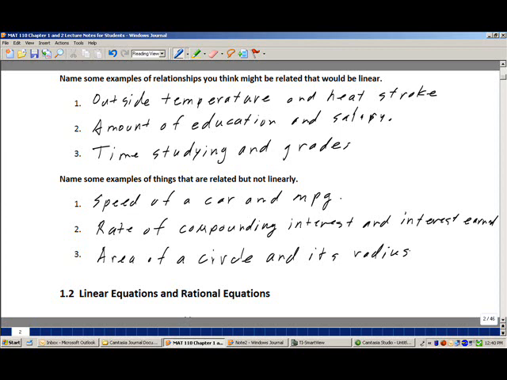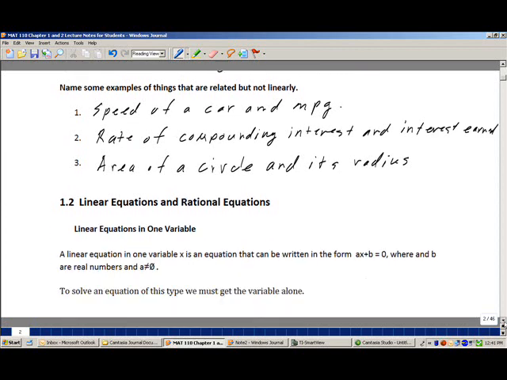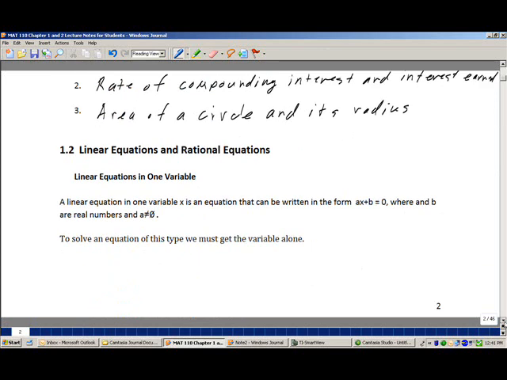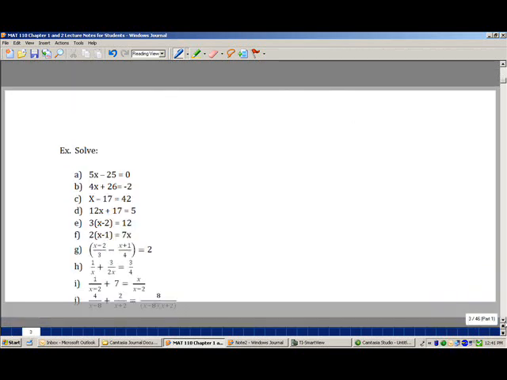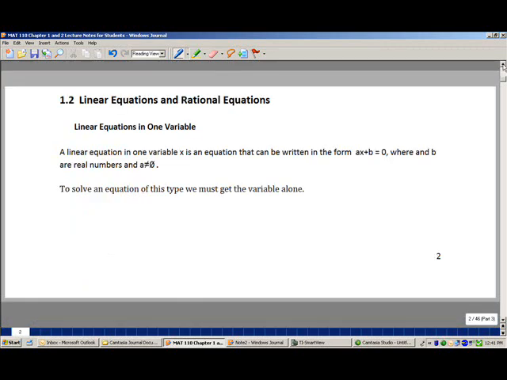at a certain pressure as you would a single 2-inch pipe, because the area is not linear as far as the radius going up. So that's a little bit of introduction into kind of relationships between things, linear relationships, and a little bit of non-linear relationships. 1.2 is a section on linear equations and rational equations.